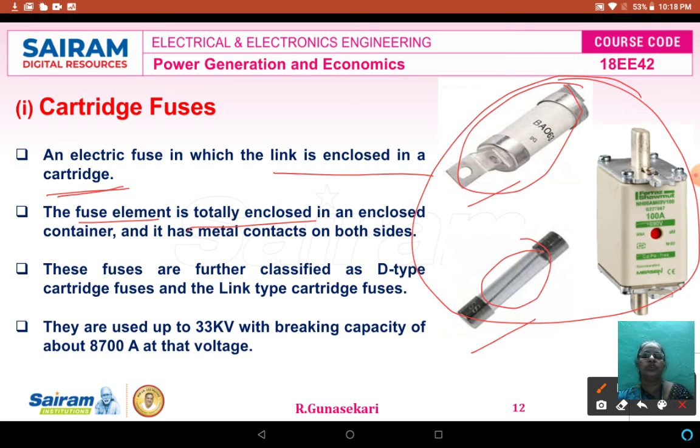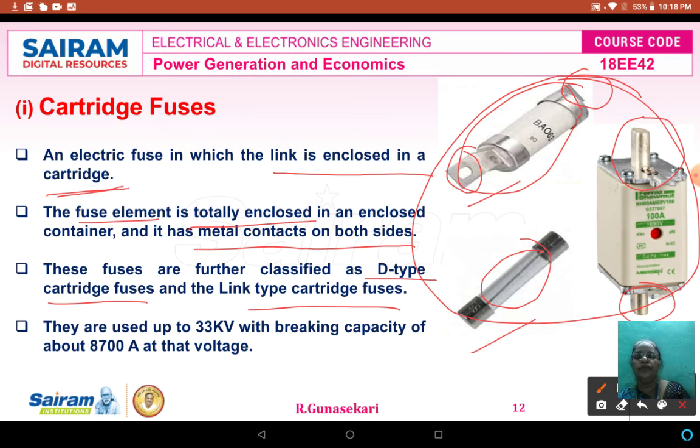It is in a closed container, and it has a metal contact on both sides. These are the two metal contacts of the cartridge fuses. These fuses are further classified into D type cartridge fuses and link type cartridge fuses. These fuses are used up to 33 kV voltage with a breaking capacity, that is the current, of 8700 amps. The 8700 amps is the rating of the particular fuse.